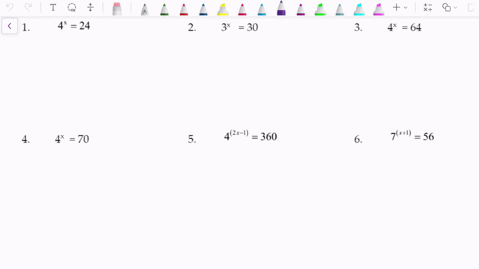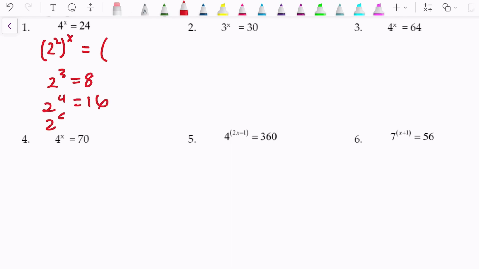I could change 4 to be 2 squared and then I could try to change this, but 2 to the third is 8 and 2 to the fourth is 16 and 2 to the fifth is 32. So there's no way I could rewrite 24 with a base of 2. And I can't rewrite it with the base of 4 either because there is no exponent 4 can be raised to give me 24 that's a whole number. And so I'm going to have a decimal answer.